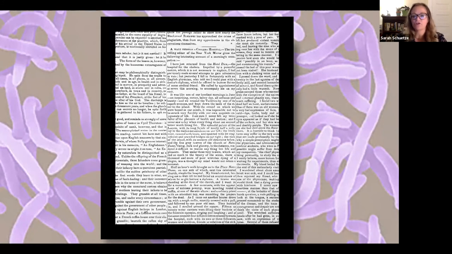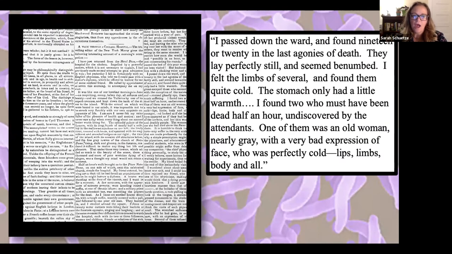He describes a point at which he appeared to be without his guide and wandering alone. And Willis wrote, and this is a part I'm going to share and read, "I passed down the ward and found 19 or 20 in the last agonies of death. They lay perfectly still and seemed benumbed. I felt the limbs of several and found them quite cold. The stomach only had a little warmth. I found two who must have been dead half an hour, undiscovered by the attendants. One of them was an old woman, nearly gray, with a very bad expression of face, who was perfectly cold, lips, limbs, body, and all."